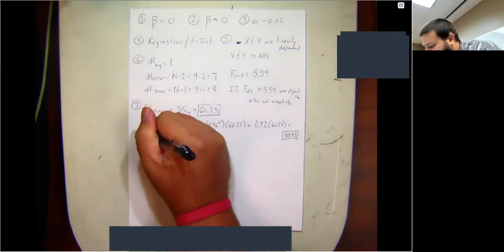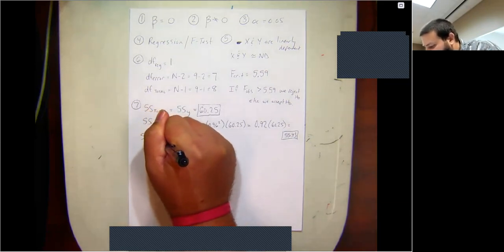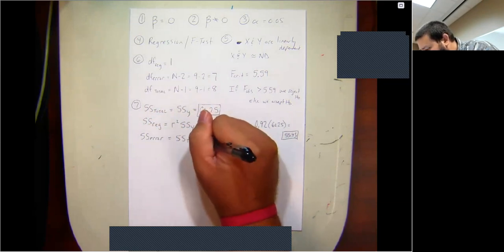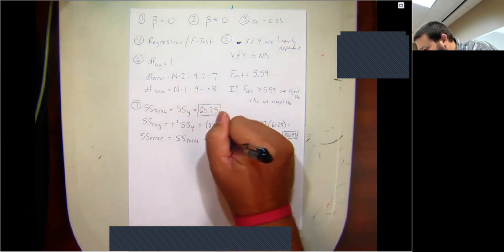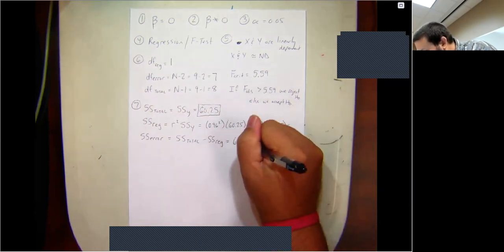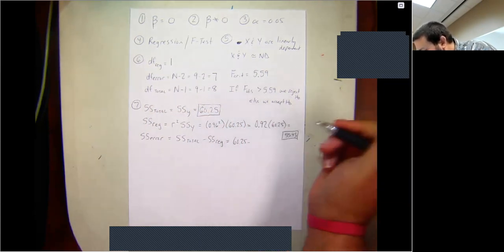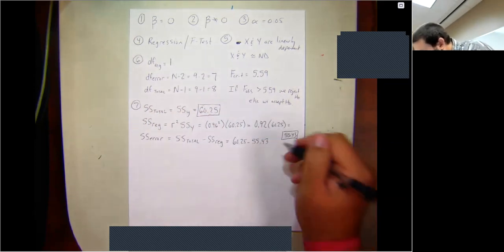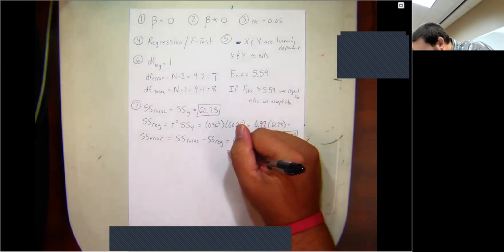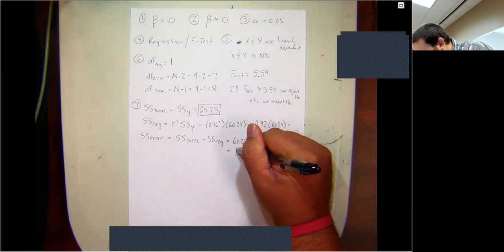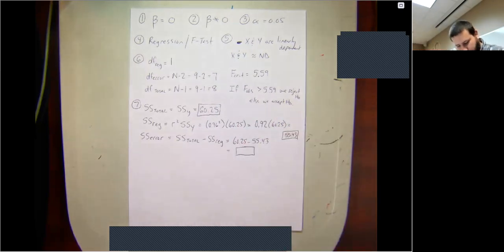And then sums of squares error is equal to sums of squares total minus sums of squares regression. So total was 60.25, regression was 55.43, and so the sums of squares error is equal to 4.82.